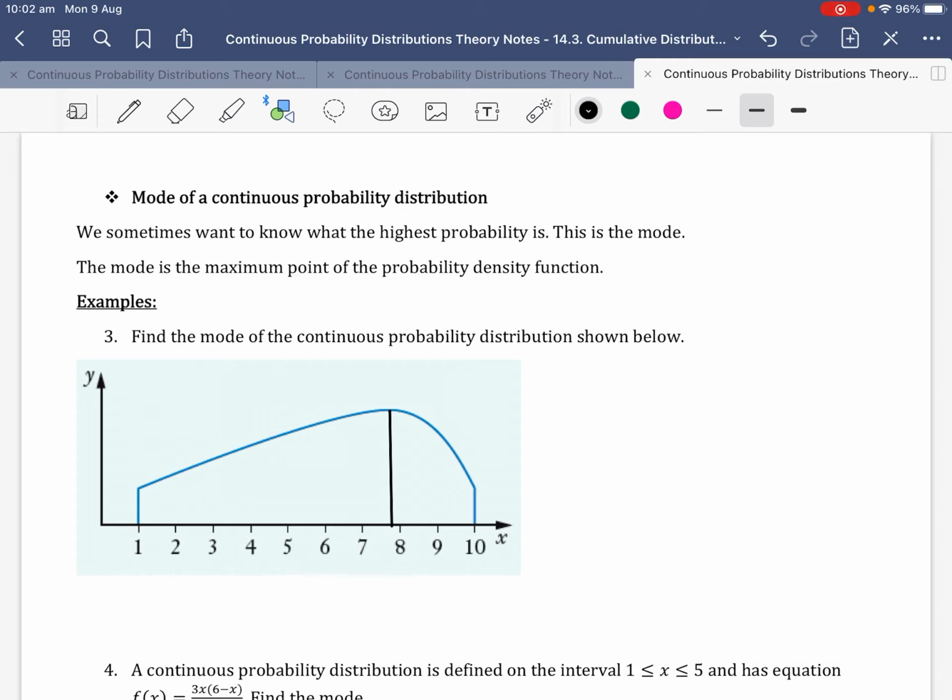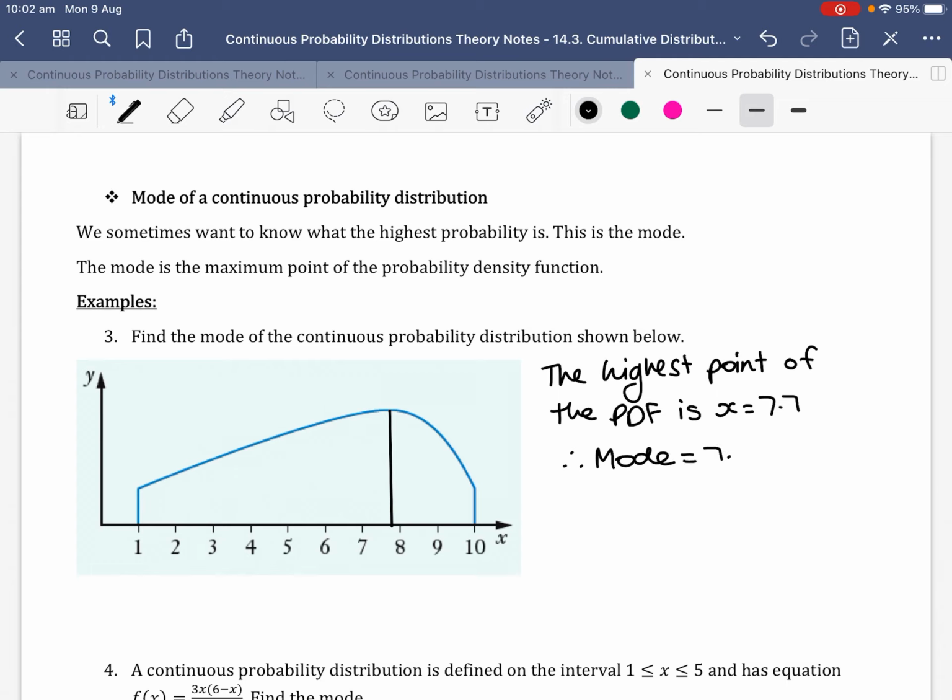So for this, the highest point of the PDF is at x equals 7.8, or 7.7 even. For these ones, you can only guess or approximate where it is, as we don't have a scale behind it in order to see it clearly. So the highest point of the PDF is x equals 7.7. Therefore the mode equals 7.7. So that's looking at it graphically.